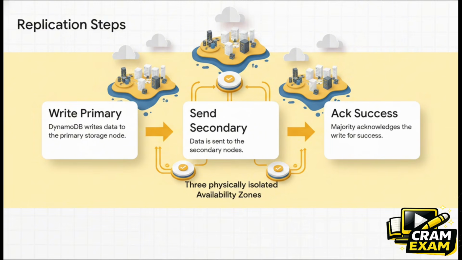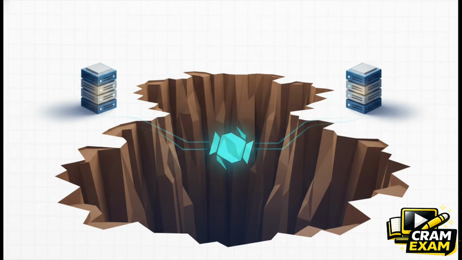When your application executes a PutItem or UpdateItem request, DynamoDB first writes that data to the primary storage node. Next, it sends the data out to the secondary nodes. And as soon as a majority of those nodes acknowledge the write, DynamoDB tells your application, success. Your code moves on, thinking everything is fully complete and locked in. But here is the catch. There is a tiny microsecond gap before that data fully propagates to the final node in the cluster. It's an almost imperceptible window of time. But in a high-traffic application, that tiny window is a massive hole.